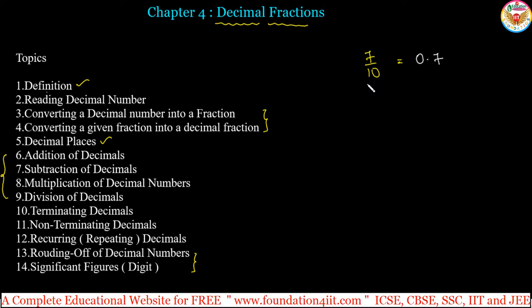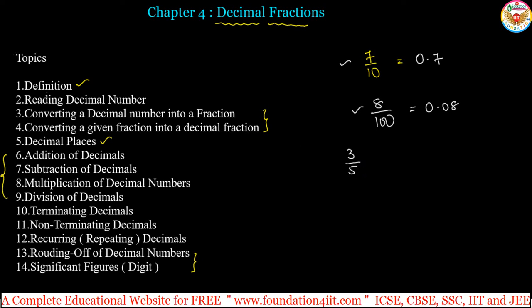Any fraction whose denominator can be expressed as 10 or some power of 10, not only 10, even if you take 8 by 100, this is 0.08, because there are 2 decimal places because of 2 zeros, 10 to the power 2. So these all are decimal fractions, 7 by 10, 8 by 100, and let us take 3 by 5.